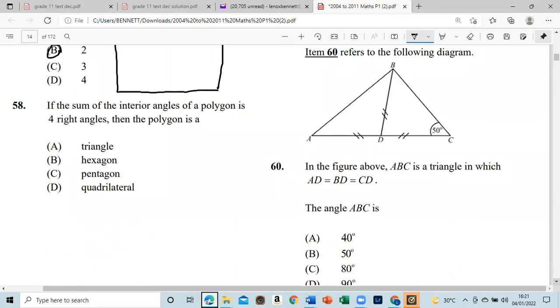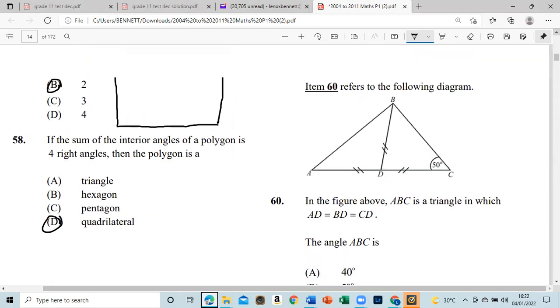If the sum of the interior angles of a polygon is 4 right angles, then the polygon is a triangle, except a pentagon or a quadrilateral. And that would be D, a quadrilateral. All right, let's move on to 59.